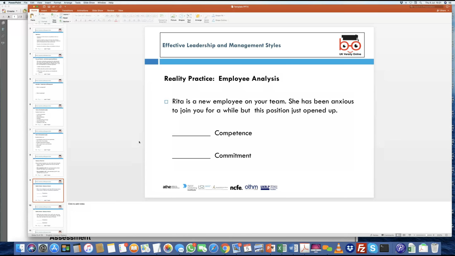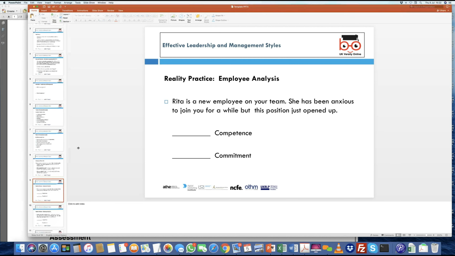Now, would you define this as commitment, or would you define this as competence? How would you choose? Would you choose it from a point of view of your competence, or from a point of view of your commitment to the organization? Since she's a new employee on the team, you cannot ascertain if she's competent enough because she's new. So I will base that on commitment. If she's anxious, you said she has been anxious, which means she really wants to try. So that's commitment. That is correct.